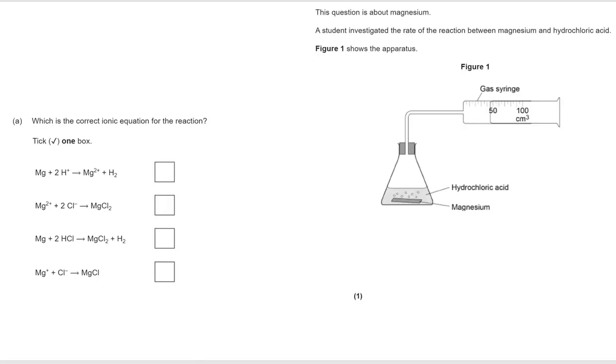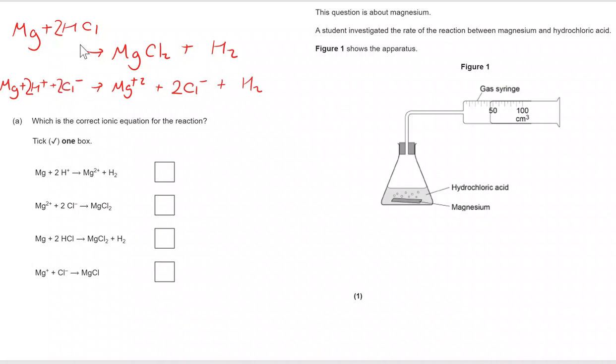In part A, what is the correct ionic equation for the reaction? Well, I'm actually going to build the ionic equation so we can see this. I've got my Mg, my 2HCl, MgCl2 and H2. When I produce an ionic equation, I will break up anything that is aqueous and ionic. So in this case, I break up my HCl and my MgCl2.